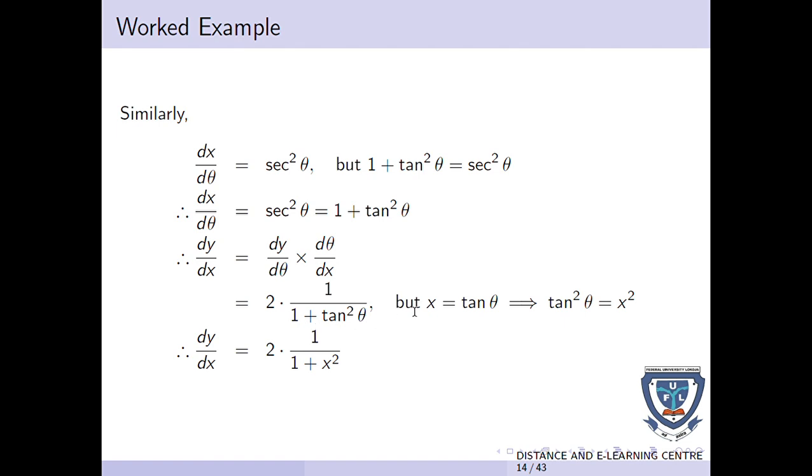Okay, now we are going to go back to the original question because x equal to tan theta is an assumption. Our problem is actually in x and not in theta. So when you go back, you will now have that dy/dx will now be 2 times 1 over 1 plus x squared, and this is the final answer.